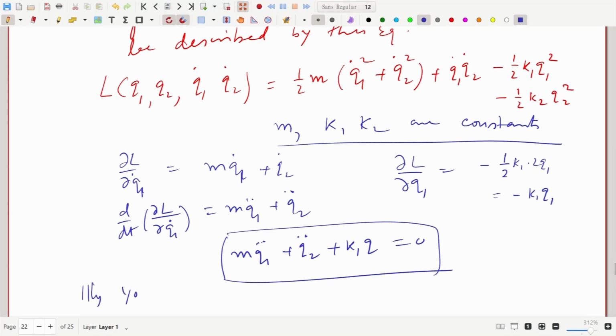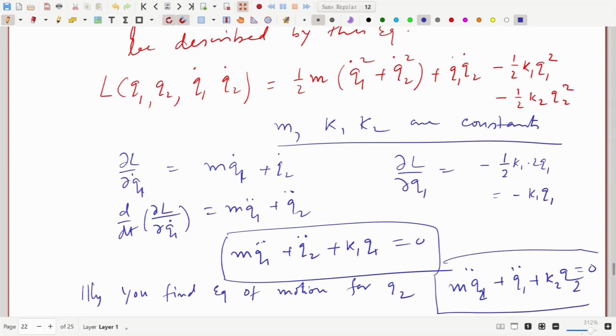Similarly, you can find it for q2 also, which will be m times q2 double dot plus q1 double dot, plus k2 q2 equal to 0. So you can verify easily.